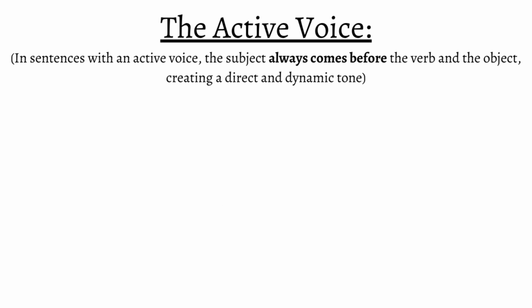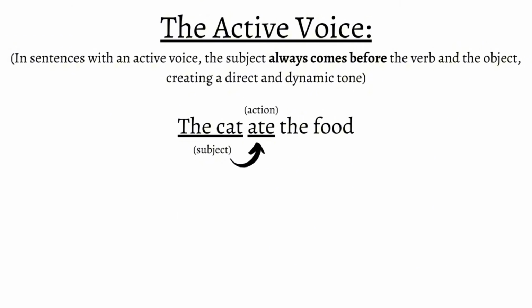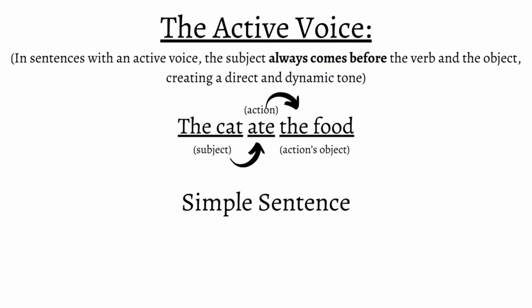In sentences with an active voice, the subject always comes before the verb and the object, creating a direct and dynamic tone. The cat ate the food signifies that the subject, the cat, is performing the action, ate, on the object of the action, the food. This structure is a common simple sentence.